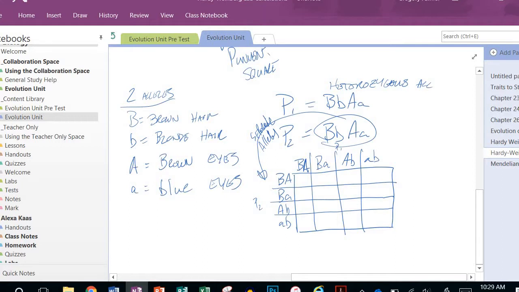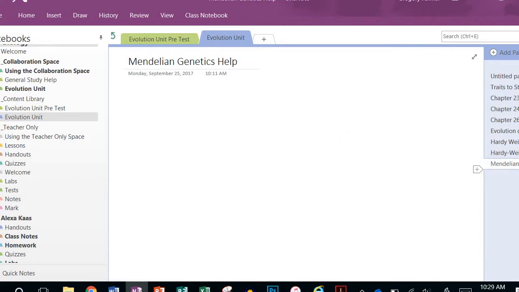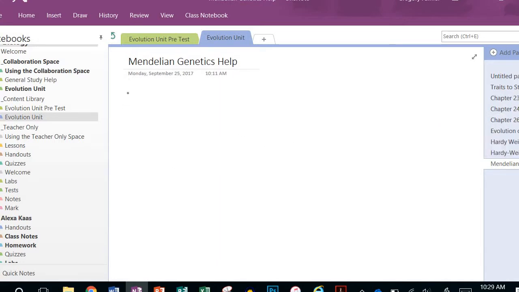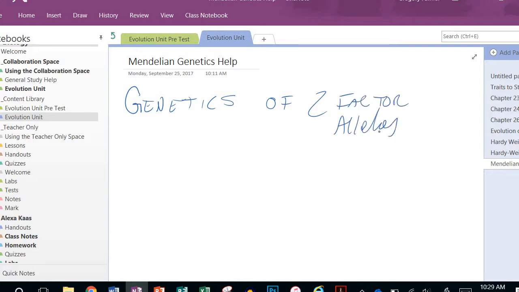So I'm going to show you how to actually factor out these heterozygous parents. So I created a new page under the evolution unit in the content library. So let's talk about the genetics of two-factor alleles. Okay.